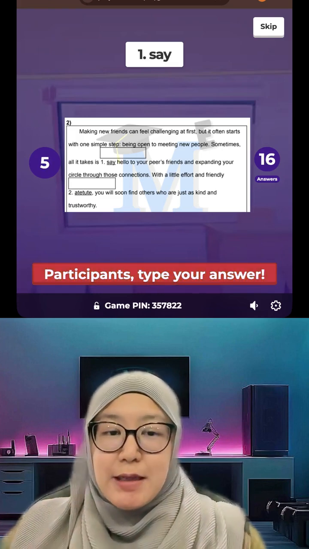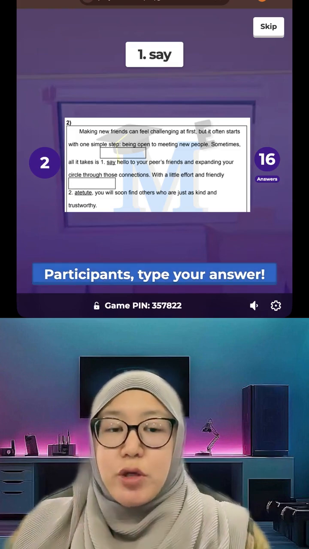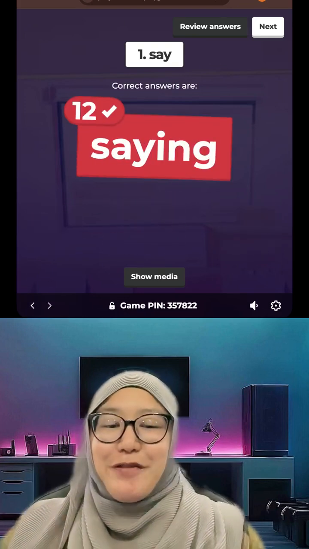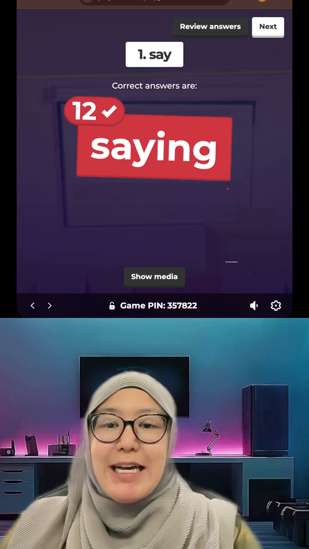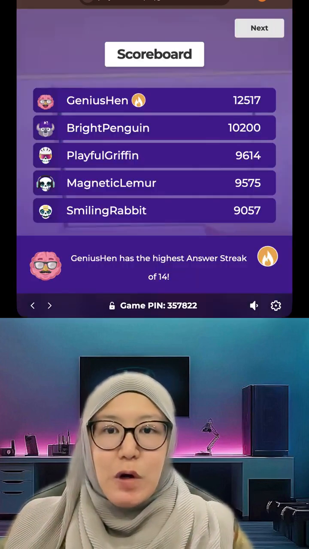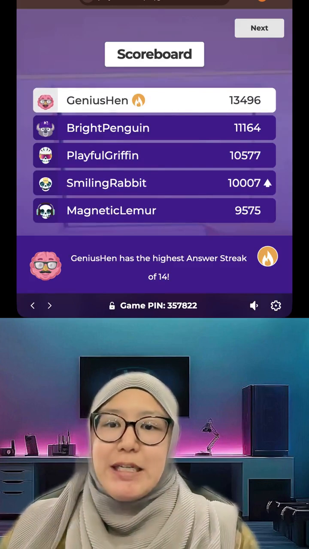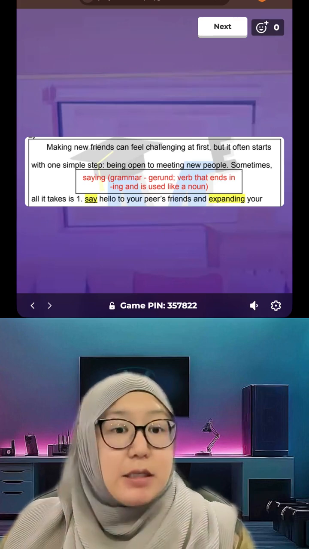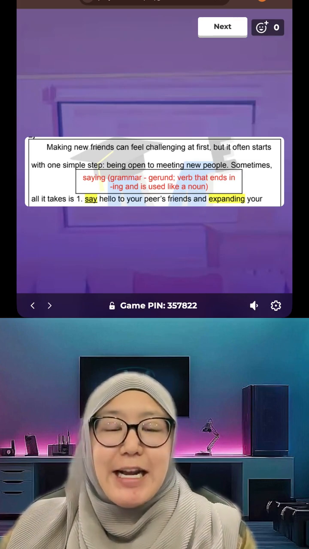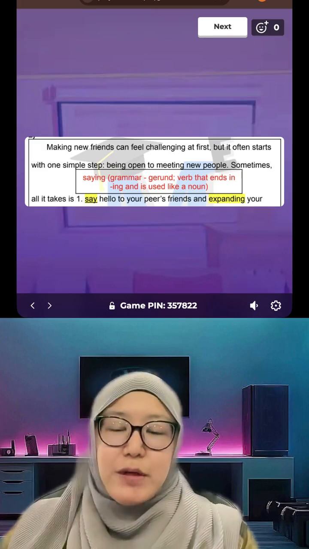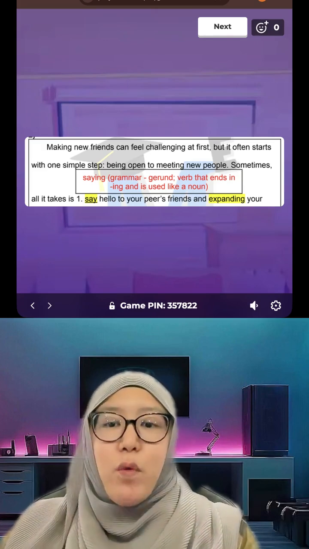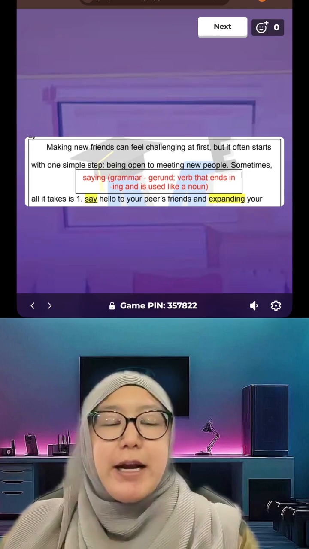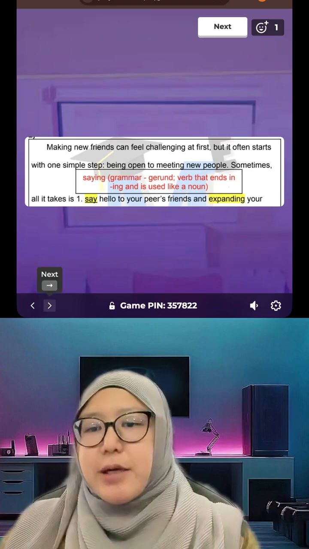And you must remember, in one sentence, if there are two verbs, they should have the same sentence structure or the same tense form. Correct, it is saying. Okay, why saying is correct? Now let's see the scoreboard first. Wow, genius hand. Salute. Okay, why saying? Why not said? Or why not says? Because saying here and expanding are the verbs for the sentence, okay? It is in gerund phrases, okay, where the verb here, saying and expanding, okay, is used like a noun, okay? Saying hello and expanding your network or connection, okay?